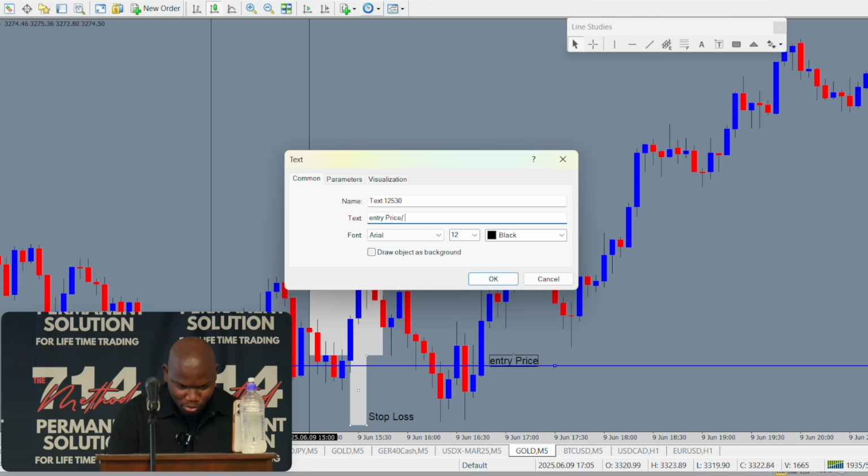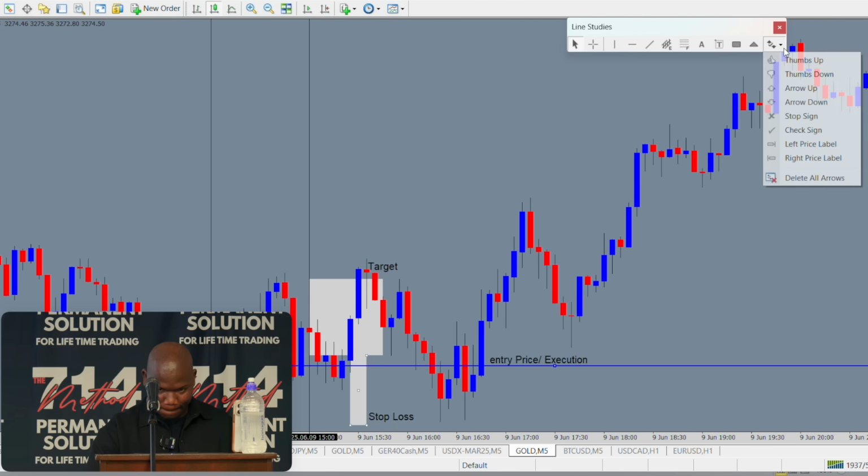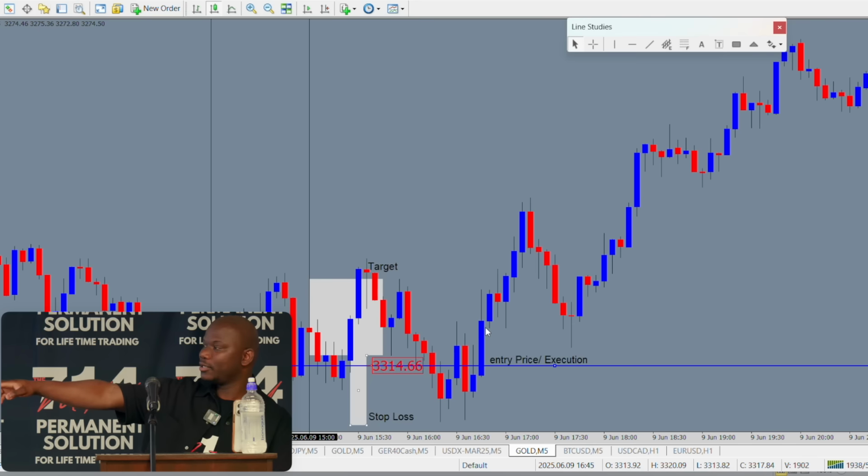Entry price. Execution. Okay, over here. So for this typical example, there's our price. 33.14, for example. This is an example. So now, what you're looking at here is the last one, the setup. This is how your setup should be. You have your stop loss. Let me show this.